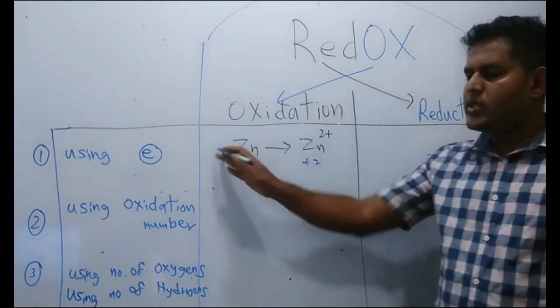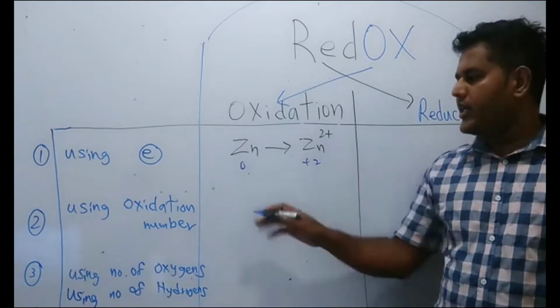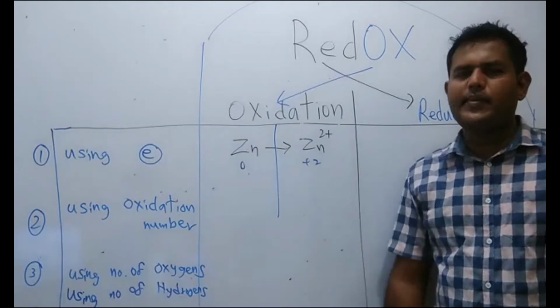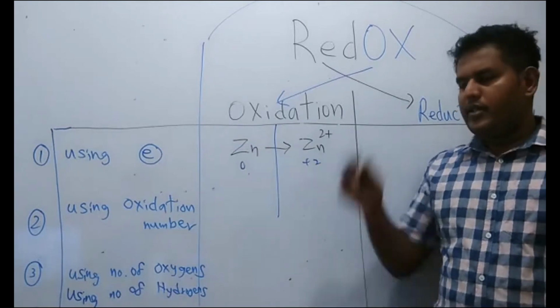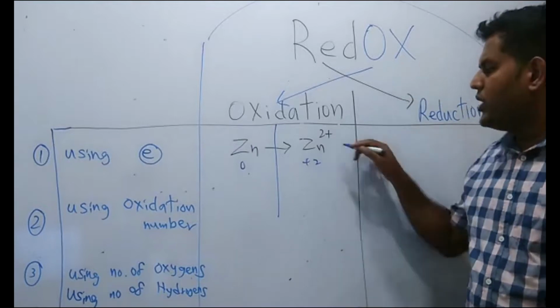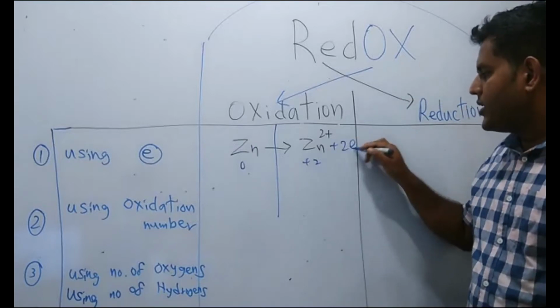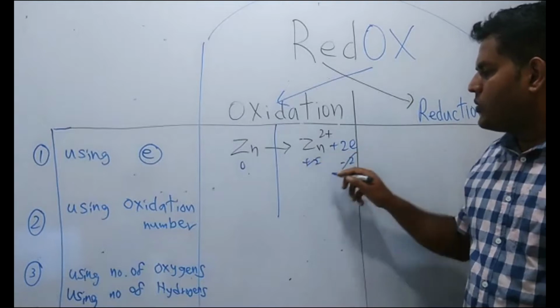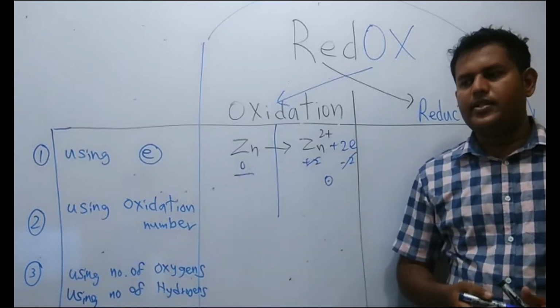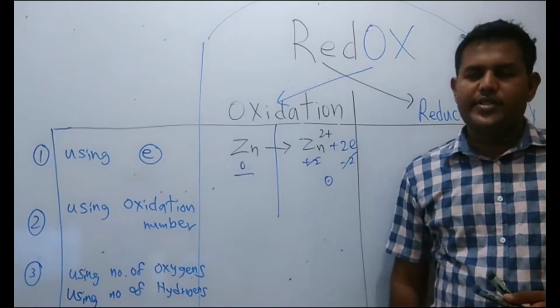You add electrons to the right side. If you add electrons to the left, you can't balance the charge. Either side should have the same charge. So definitely you should add 2 electrons to this side, and it will give minus 2. Minus 2 plus 2 balances to 0, 0. We add electrons to balance the charge.